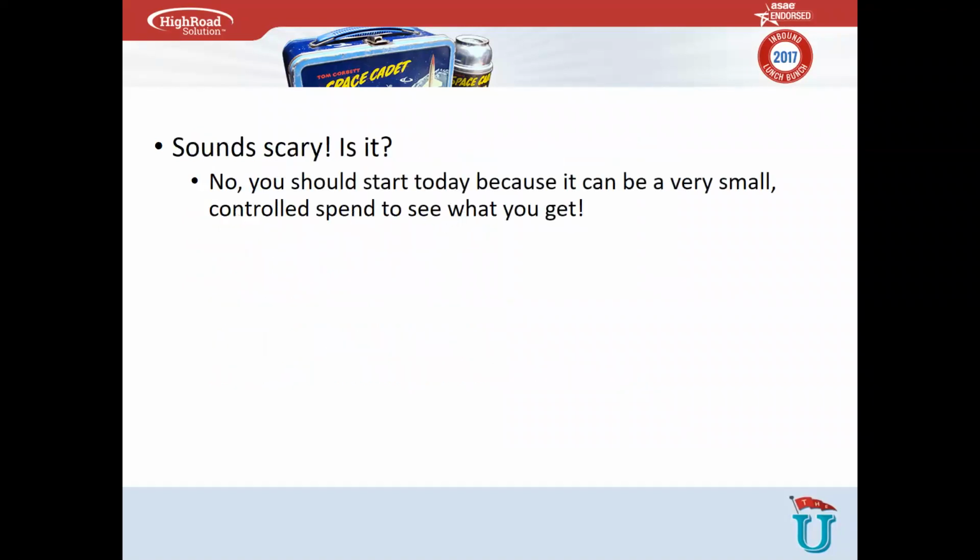So for many of you out there, maybe you say, oh, this sounds scary. Is it? No, this isn't scary. None of this is scary. Most organizations are doing all of these pieces, but they're doing it piecemeal. It's not in an integrated format, right? And it's not something that we can easily measure, okay? That's the big piece of it.